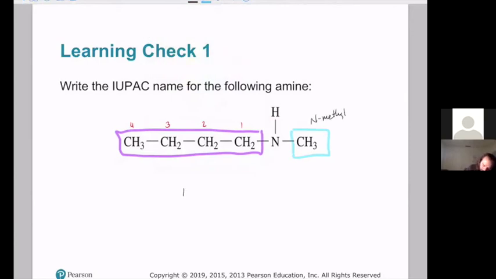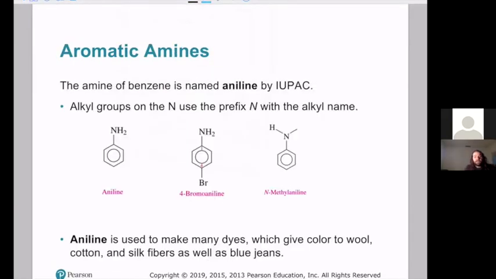So we have N-methyl 1-butanamine. Okay, so now when it comes to our aromatic amine, we always have a special name for those, right? Like our aromatic alcohol was phenol, our aromatic aldehyde was benzaldehyde. The aromatic amine is aniline.